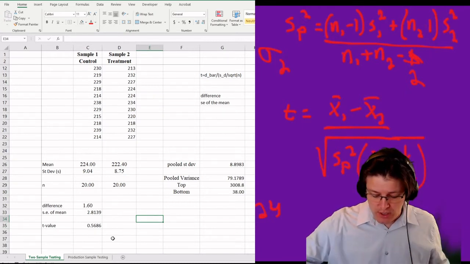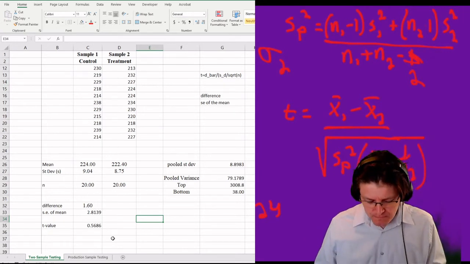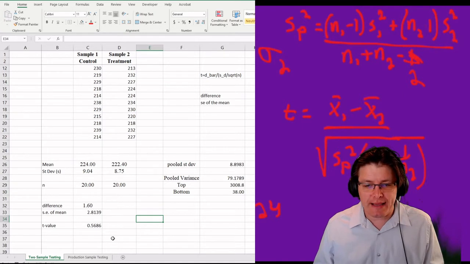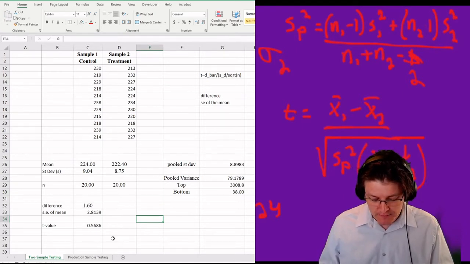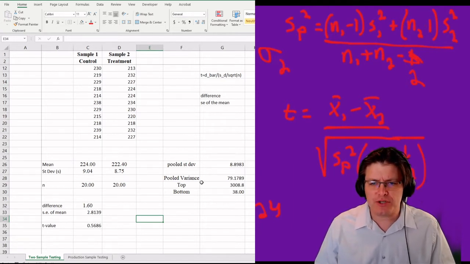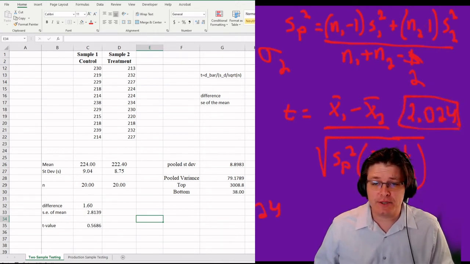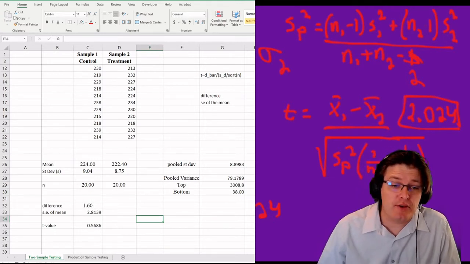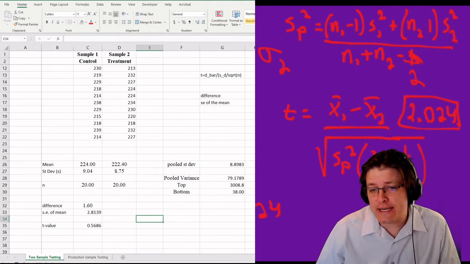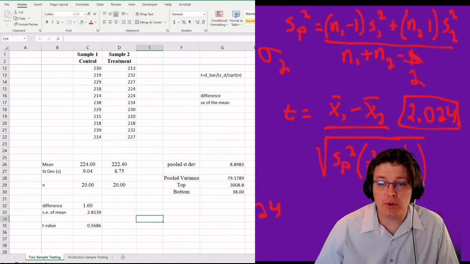We're comparing that to our 2.024. And so clearly we do not have enough evidence to reject the null. Let's put that somewhere. The value we were interested in is 2.024, plus or minus, a two-tailed situation, but clearly a t-value of just over 0.5 is not enough to reject the null. And so we don't have reason to think that the two are not equal.